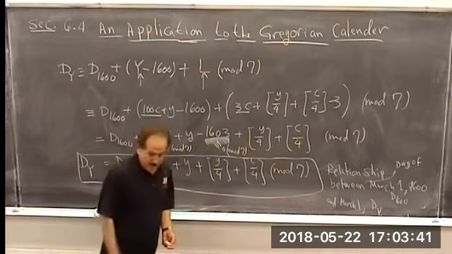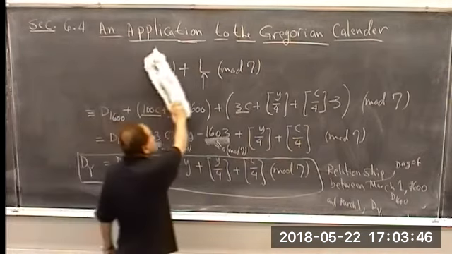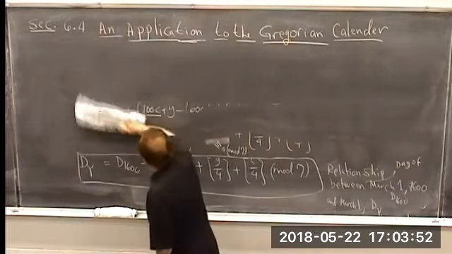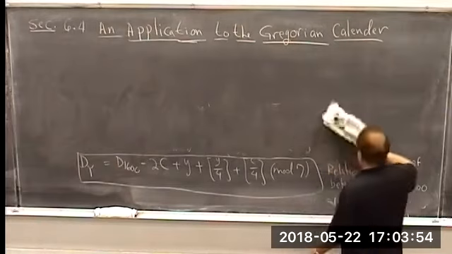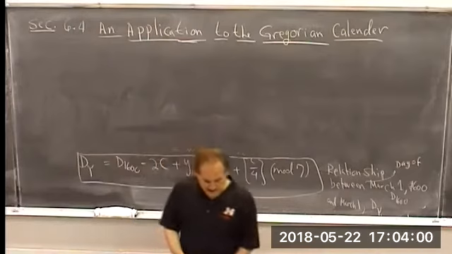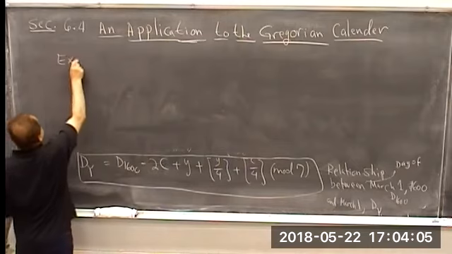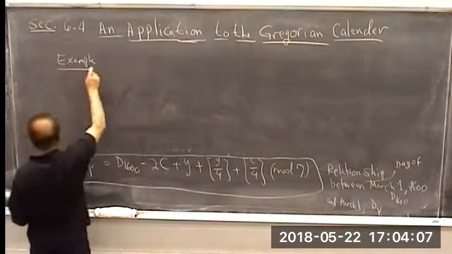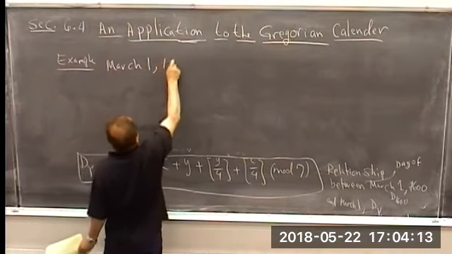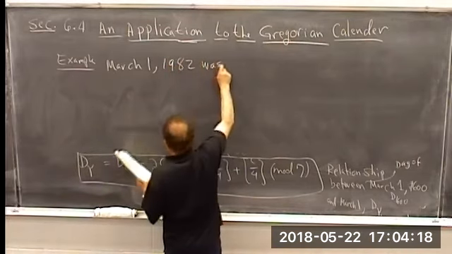So let's look at an example again to see how this calculation is done. We're getting almost there. A few more things. We need to take care of months, and then we'll be done. So here's an example. March 1st, 1982 was on Monday.